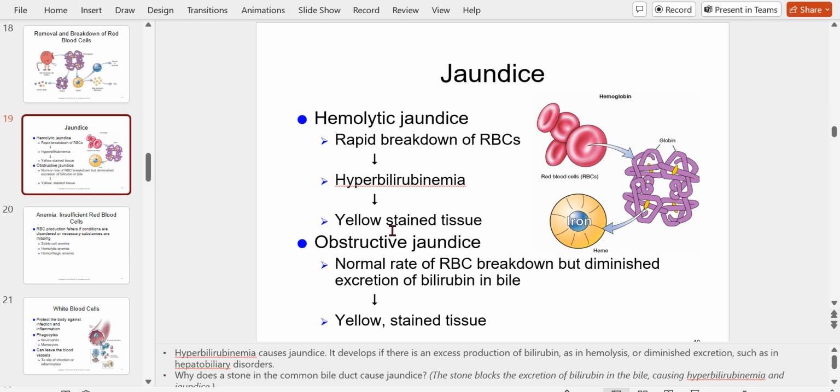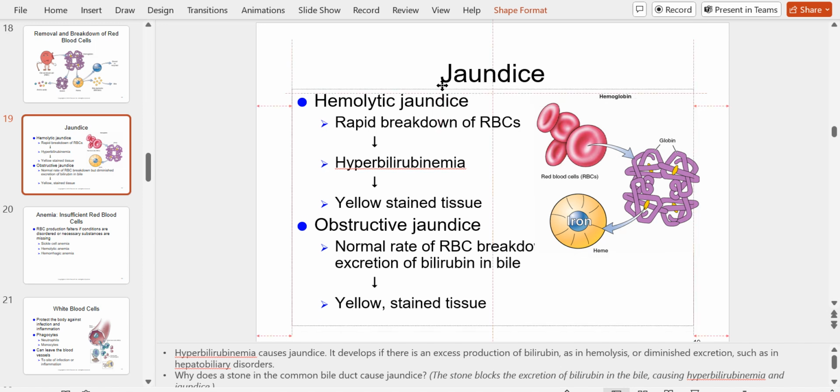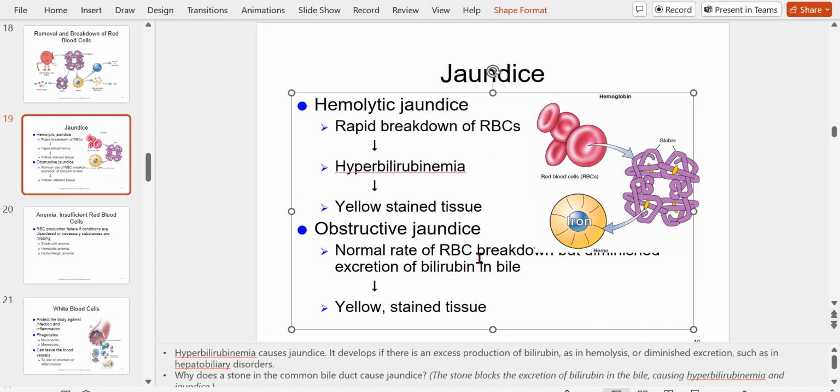There's your jaundice. Okay, hemolytic jaundice, rapid breakdown of RBCs, hyperbilirubinemia. Yeah, say that 5 times. Yellow stained tissue. Obstructive jaundice, normal rate of RBC breakdown, but diminished excretion of bilirubin and bile. Okay, and yellow stained tissue. You get yellowing of the eyes and of the tissue as well.